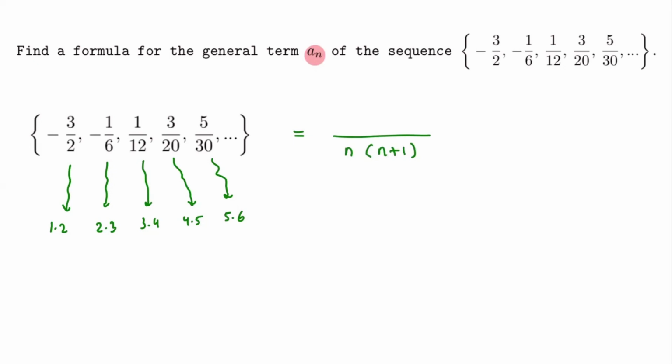So that's what I see. If n is 2, this is 2 plus 1. If n is 3, this is 3 plus 1. If n is 4, this is 4 plus 1. So it looks like it works so far. Now, what about the numerator? The numerator has a -3 and a -1, so we're adding 2. And then from -1 to 1, also adding 2. And from here to here, we're adding 2, and we keep going in this pattern.